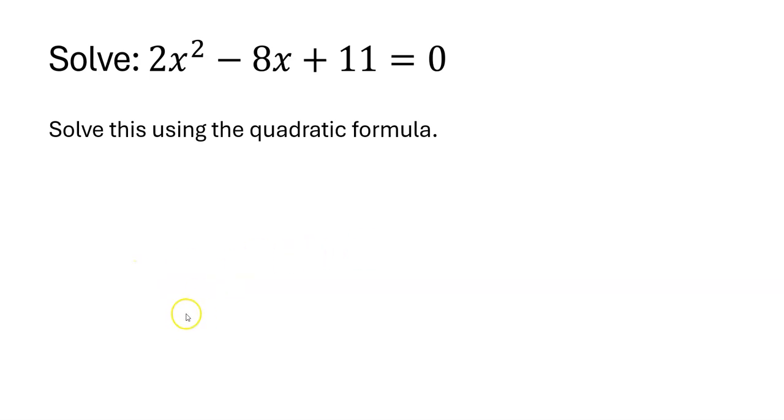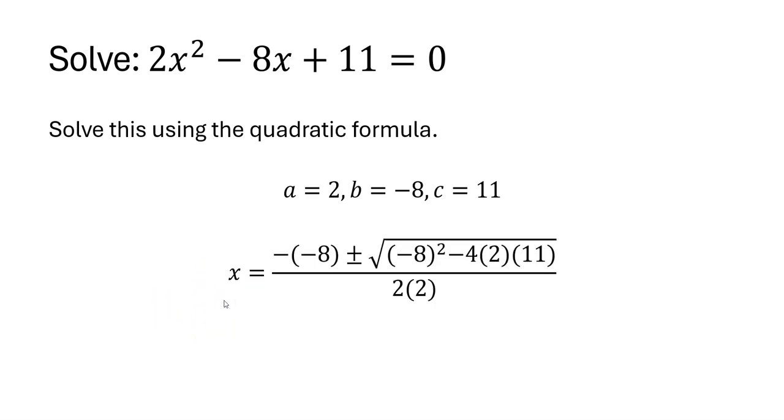So first things first, let's identify our coefficients. So we know that a equals 2, b equals negative 8, and c equals 11. Recall the quadratic formula. x equals the opposite of b plus or minus the square root of b squared minus 4ac, all over 2a. Let's substitute in our values.